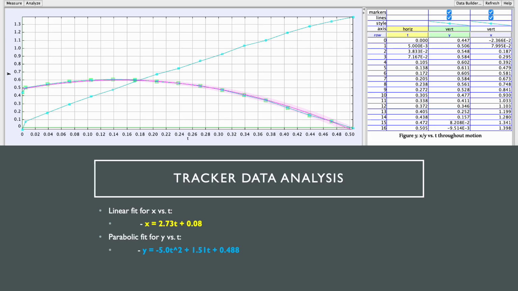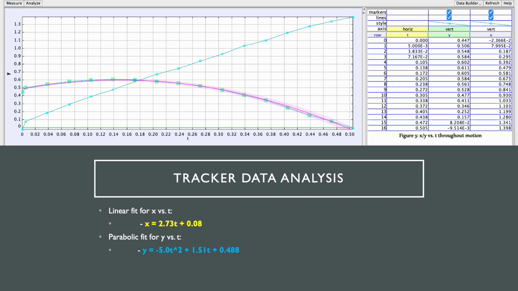Tracker data analysis. This slide shows the results obtained from Tracker. The horizontal position versus time graph is approximately linear and is described by the equation x equals 2.73t plus 0.08. This indicates that the horizontal velocity remained nearly constant during the motion.